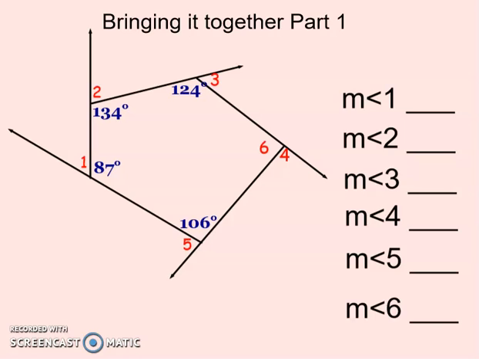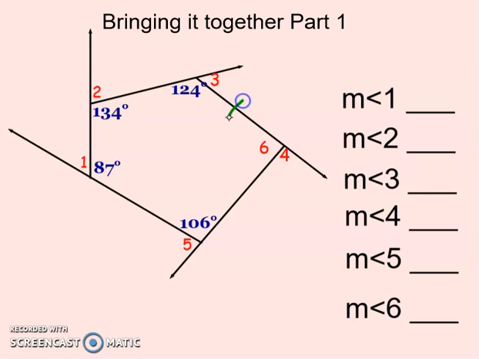So we ended on this slide here. I just want to refresh your memory and go back and find each missing value of measure 1, 2, 3, 4, 5, and 6. Again, the hint that I gave before was to find the angle of measure 6 first, or I should say the measure of angle 6 first.